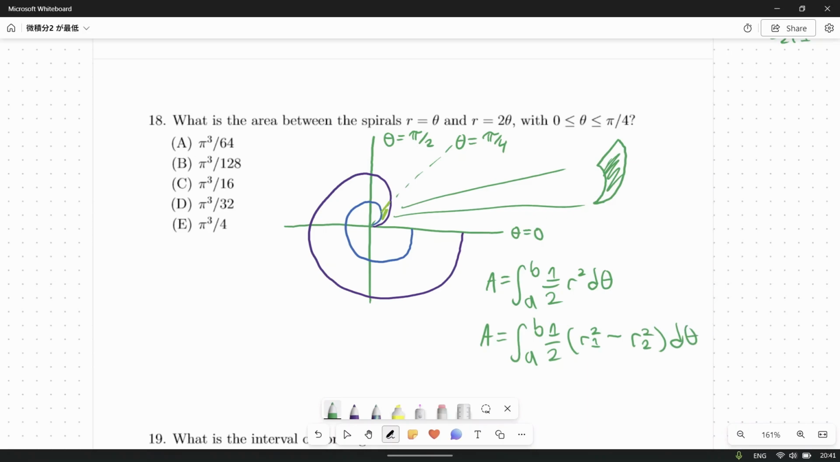The cool thing about this question is that we also don't have to figure out what the boundaries are beforehand, because it tells us that right away. It tells us that theta is going to be from 0 to pi over 4. So for a and b, we can just plug in 0 and pi over 4.